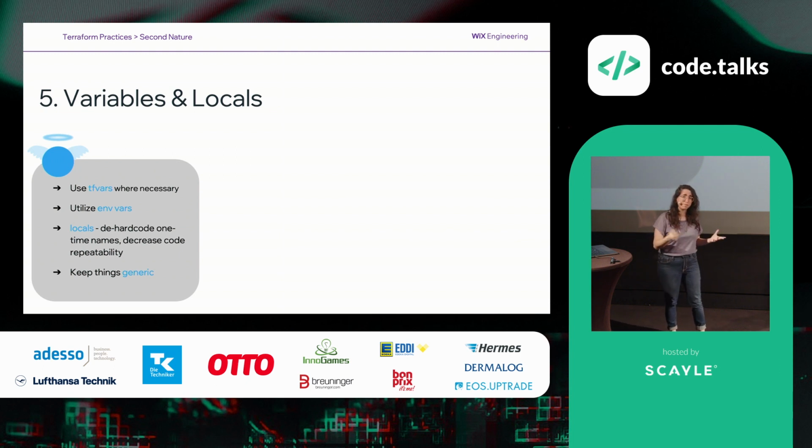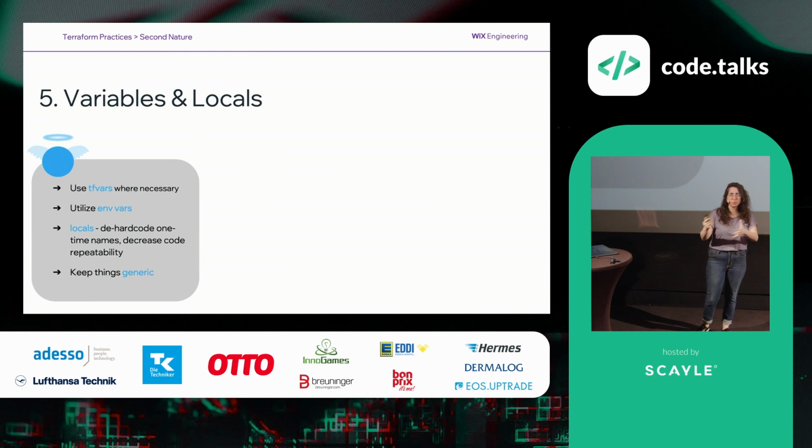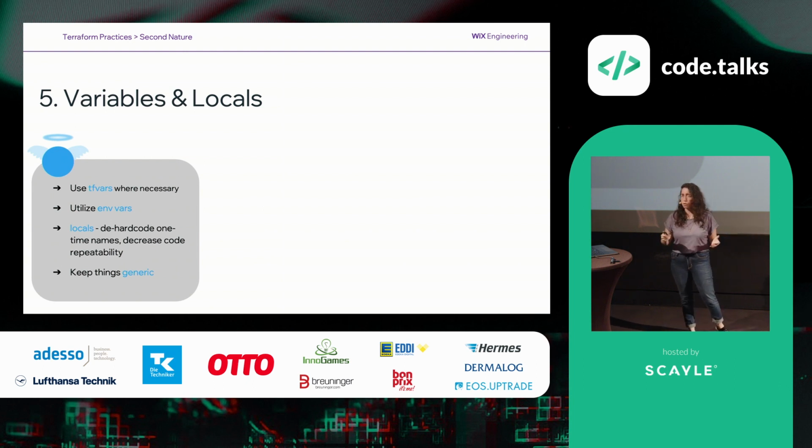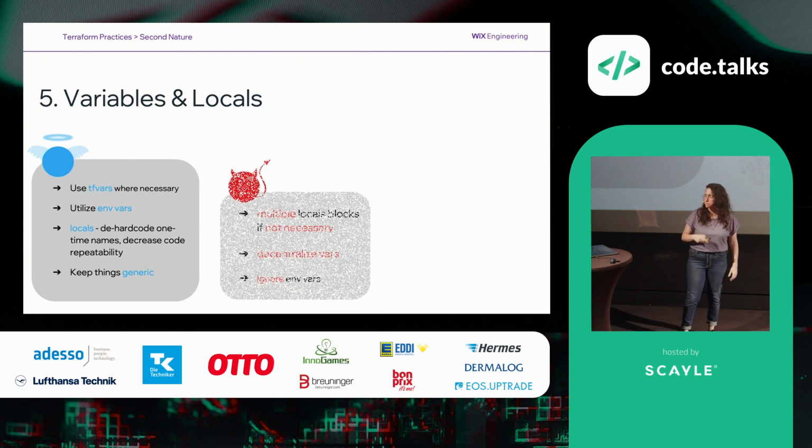So to sum this section up, use TF vars whenever necessary. You can use also environment variables, so that way you can avoid creating new variables, because you have built-in variables that you can already use. Locals, use them to de-hard code names and decrease code repeatability in general, and try to keep things generic, because people need to maintain this code and you don't want to over-complex things.